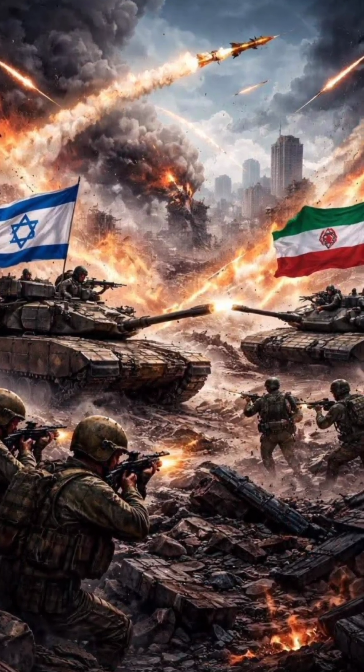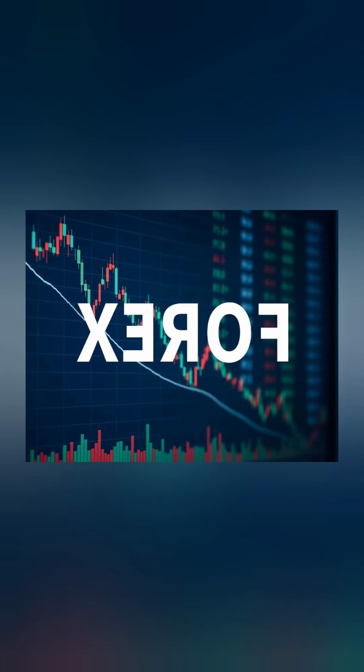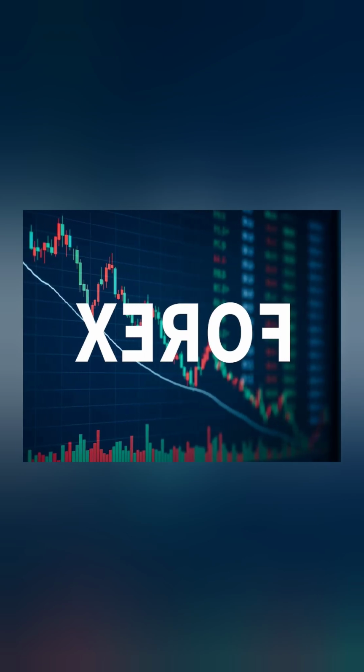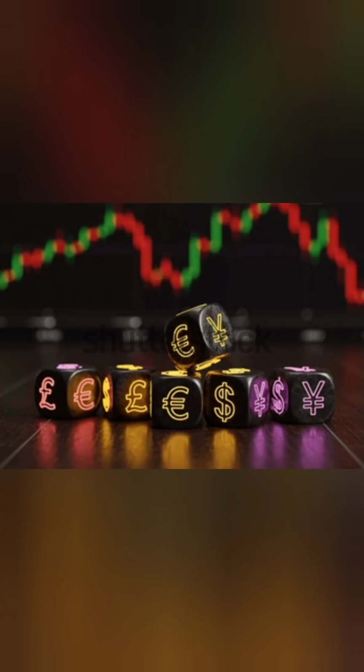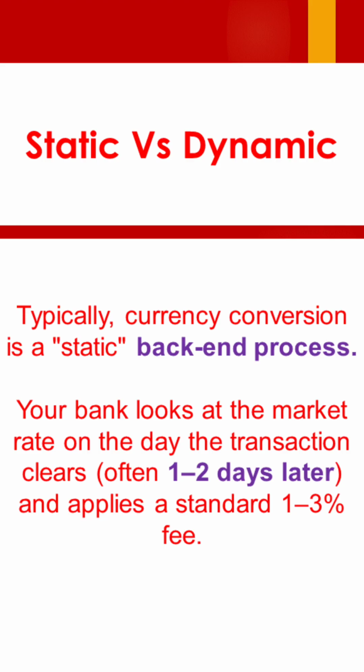And before we proceed, we need to understand Forex. Forex stands for foreign exchange. The conversion of a currency actually happens in the Forex market, where currencies are traded 24 hours. So in a high volatile currency market, if one gets the real-time rate, then it is very good for the customer. Do remember, in India, Forex is regulated by the Reserve Bank of India. Coming back to our topic of dynamic versus static. In the static conversion, the bank receives the fixed rate of the day and the transaction detail in 1 to 2 days, and then they apply bank charges on it.